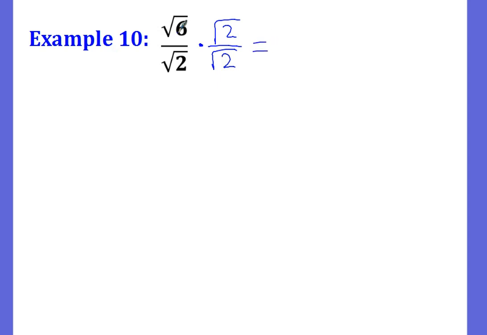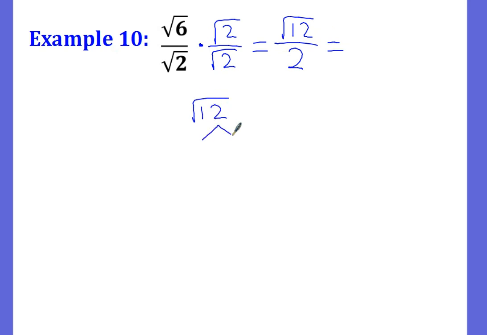Okay, multiplying straight across, root 6 times root 2 is just the square root of 12. Root 2 times root 2 is just the number 2. Now, double check this. Okay, can I simplify this any further? There's no square root in the denominator, which is good, but I can simplify the square root of 12 further, right? So if you need to pull that out to the side, go ahead and do it.